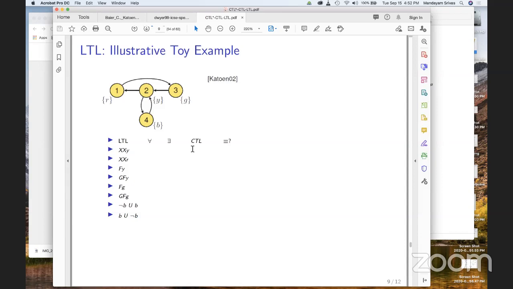When I say equivalent, what does it mean? As I said, equivalence means both of those formulas should be true on all models, okay? An LTL formula implicitly has an A at the topmost level, whereas CTL, as we have defined, has AX, EX, etc., okay?